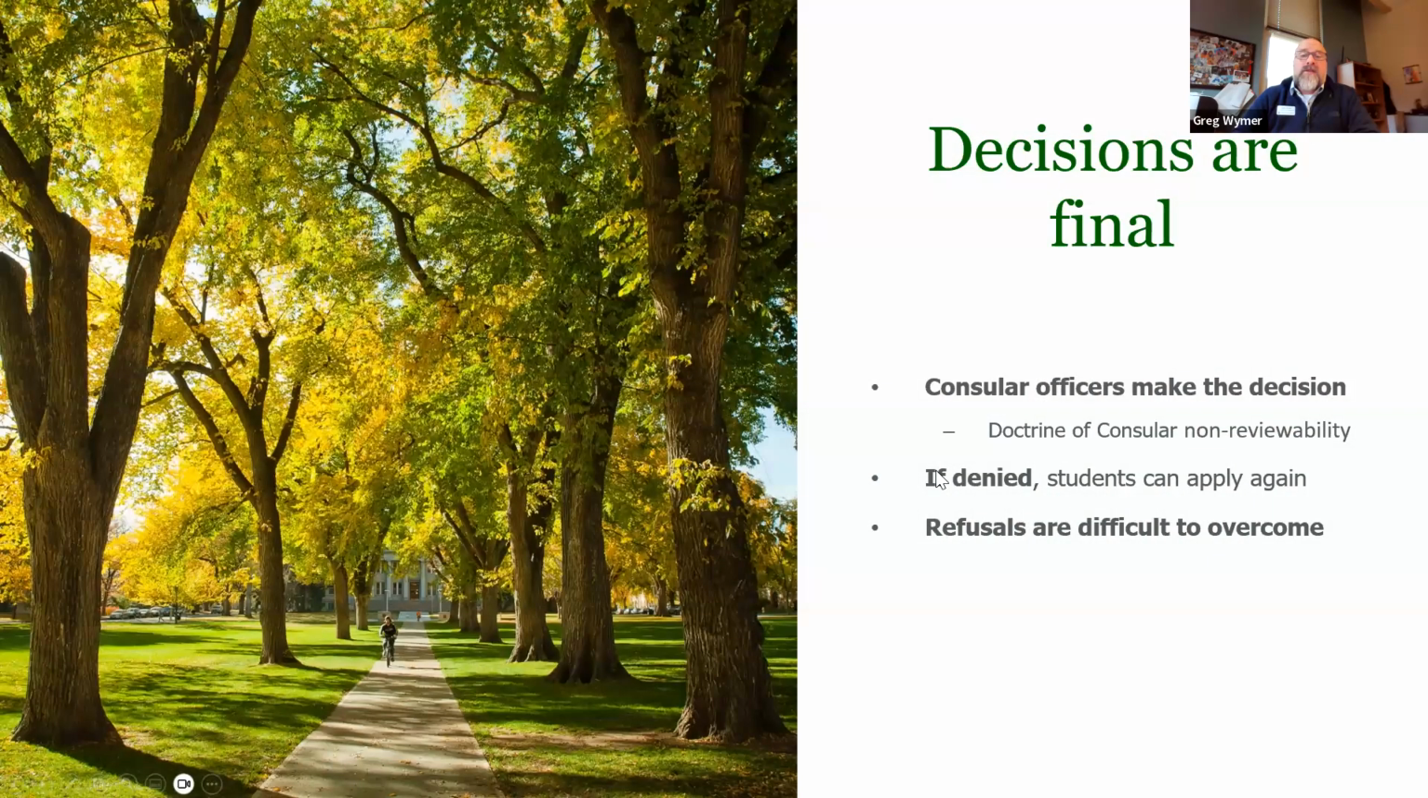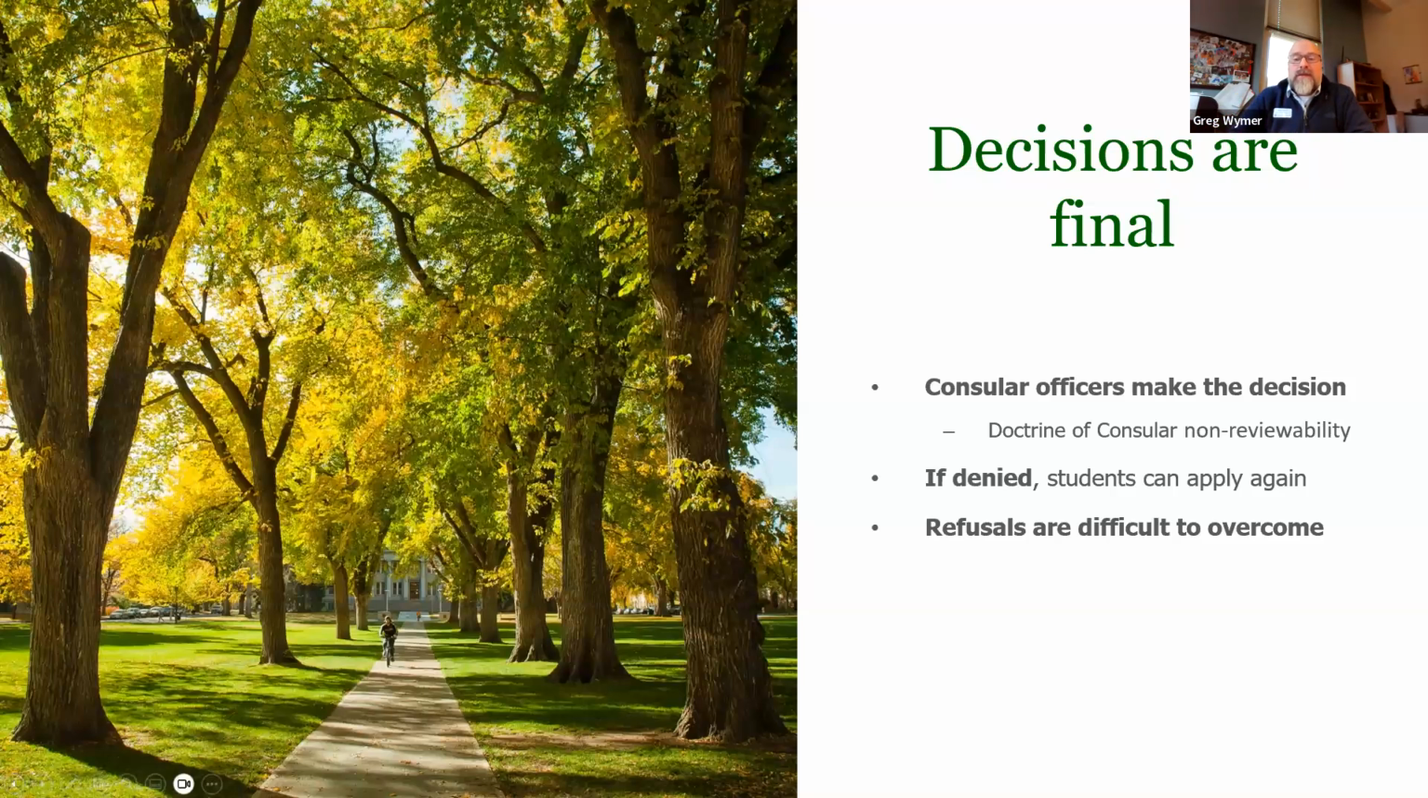So decisions are final. When a consulate officer makes a decision, it cannot be overturned, even by the officer's supervisor. It's known as the doctrine of consular non-reviewability. Once they've made their decision, there's no appealing to someone above them or anything like that. They have sole discretion to approve or deny your visa.